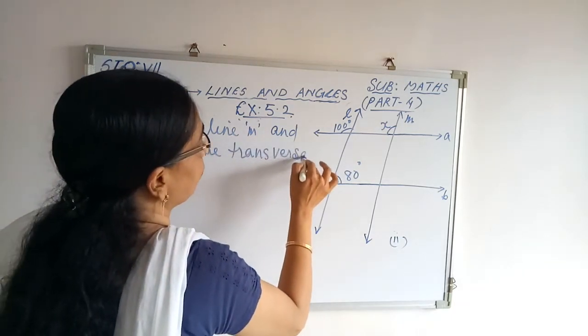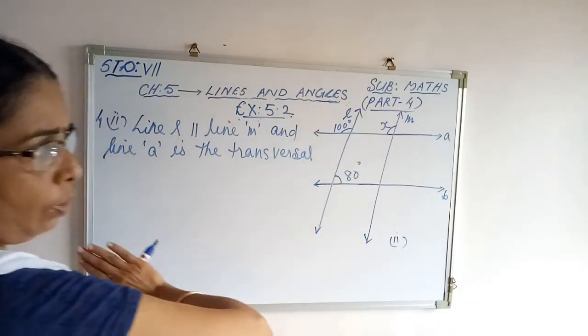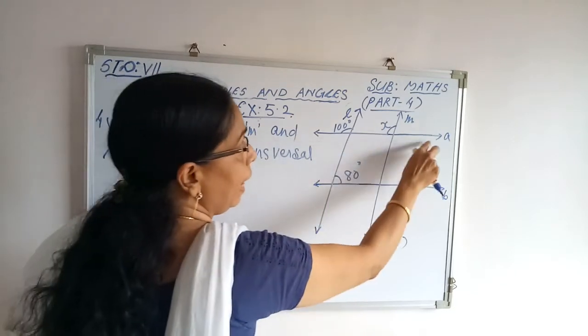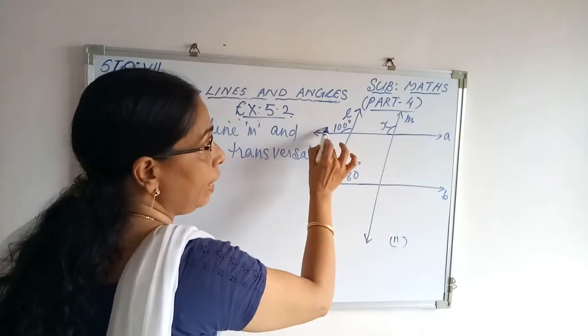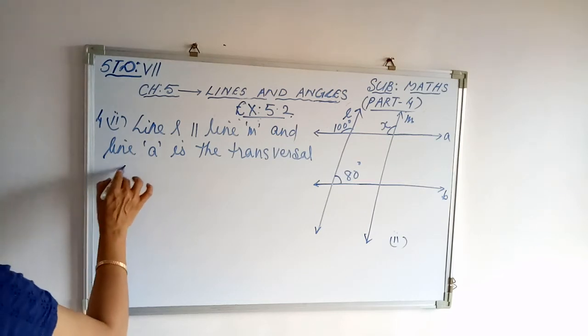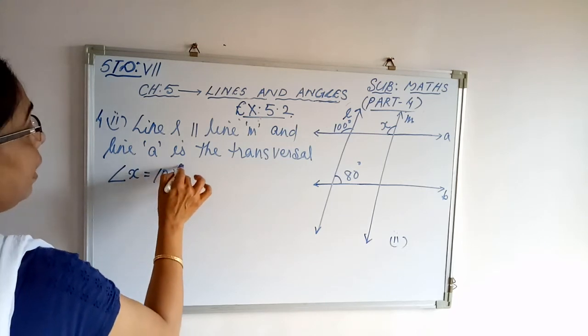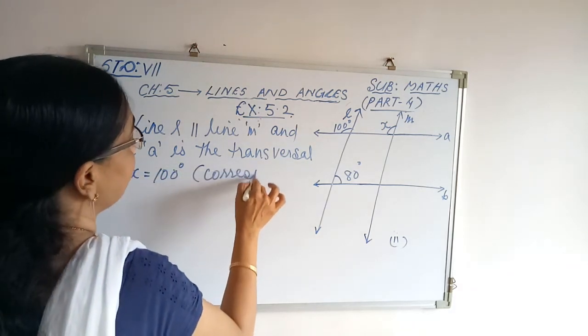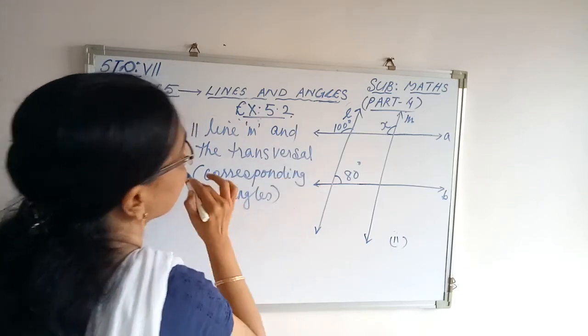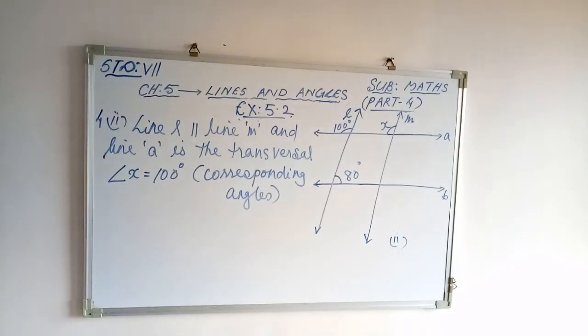Consider in that way. Don't go for this 80 angle. Okay. Now see that which type of angles, when you consider L and M parallel lines and A as the transversal, we know that 100 degree and X, they are the corresponding angles. So we know that the corresponding angles are equal when two parallel lines are intersected by a transversal. So we can write angle X is equal to 100 degree, reason corresponding angles. That's the answer of question second in fourth one.